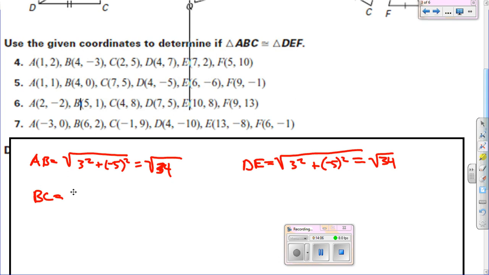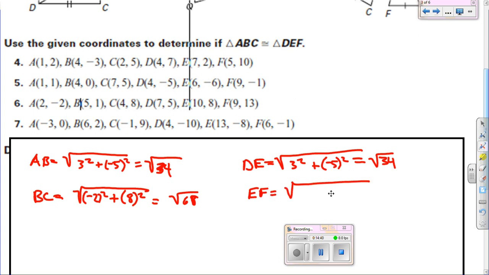Move on to the next one, it's BC. Do 2 minus 4, negative 2 squared, and 5 minus negative 3, which gives you 8 squared. That's going to be 4 plus 64, square root of 68. I'll check EF. Do 5 minus 7, that's negative 2 squared, plus 10 minus 2, which is 8 squared. It's going to give you square root of 68. So far so good.